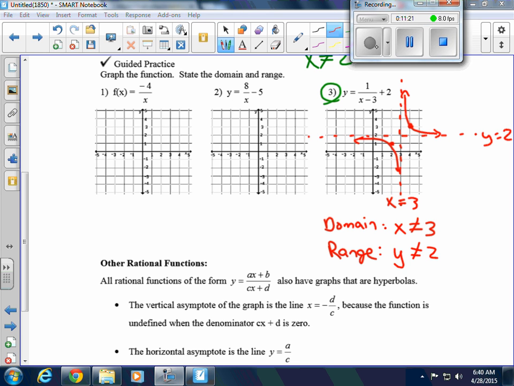For example, in question 1, it's in that standard form as a parent function, so we know the domain is x cannot equal 0, and the range is y cannot equal 0. For number 2, there's nothing in the denominator that shifts it one way or another, so the domain is x cannot equal 0. And the range is going to be y cannot equal negative 5 because it's shifted down 5 units. So remember, the number in the denominator is going to tell us where the domain restrictions are, and the number outside is going to tell us where the range restrictions lie.